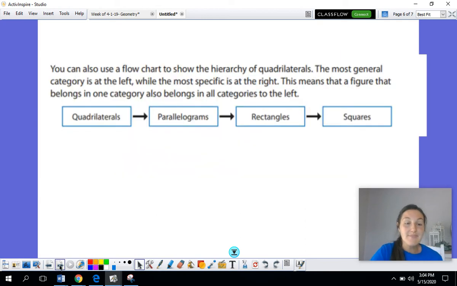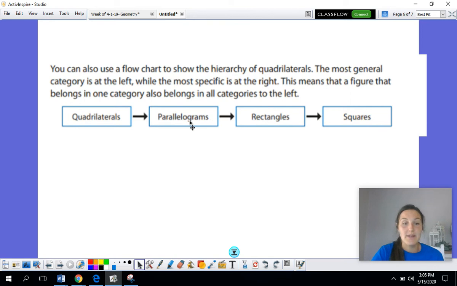Okay? And then this one again flows left to right. It talks about my general one is quadrilaterals, which can be parallelograms, which can be rectangles, which can be squares. So everything from left to right goes general to specific. And then if you look right to left, a square can be all three of these things.